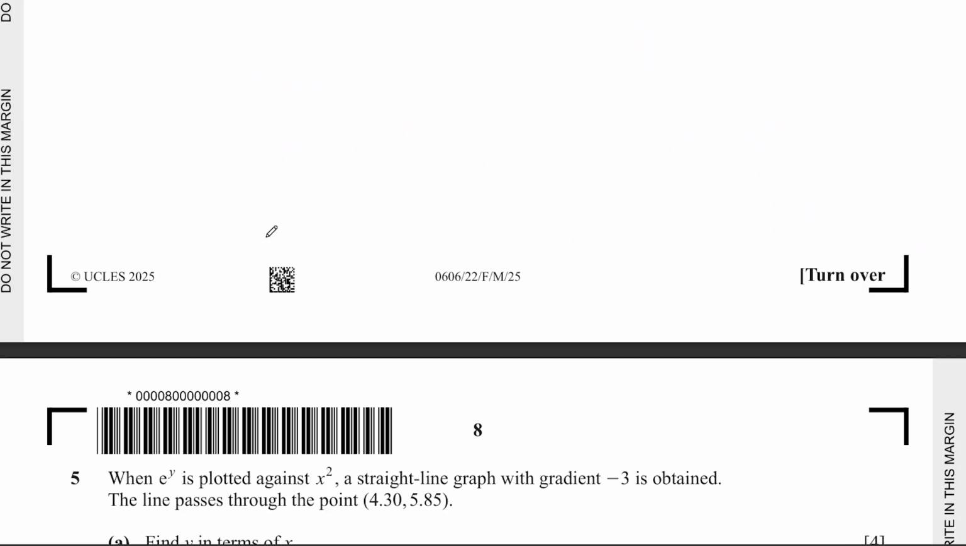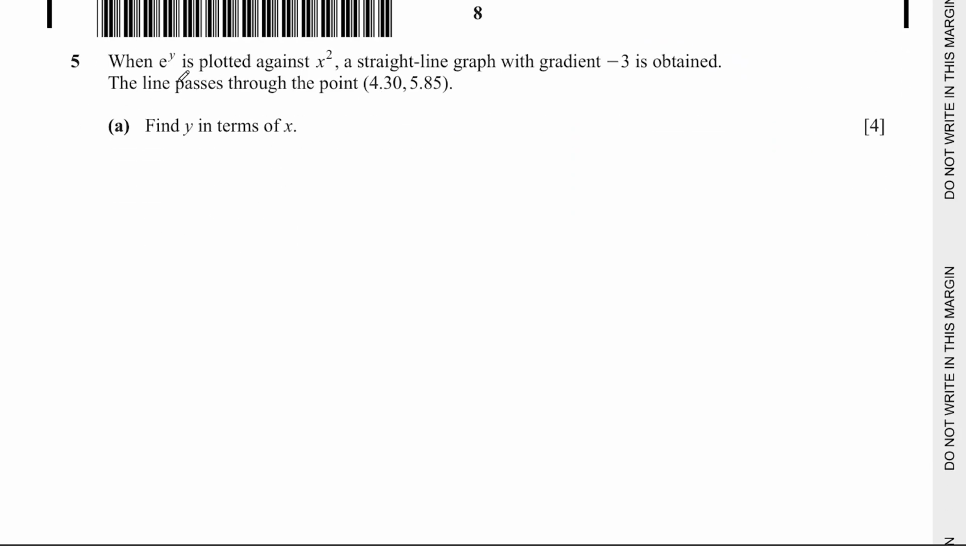Okay, question 5 looks like a linear law question. When e power of y is plotted against x squared, a straight line graph with gradient -3 is obtained. So this time they are giving you the gradient straight away, so we can just write that down. m is -3. And our function in this case is e power y = -3x squared + c, where c is the y-intercept. So the line passes through this point, so we can use this information to find our y-intercept.